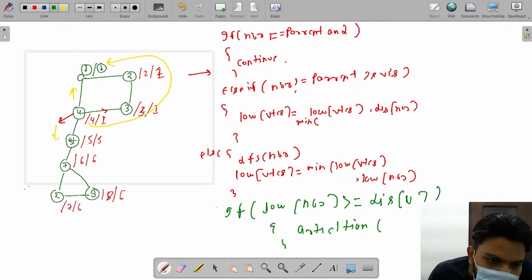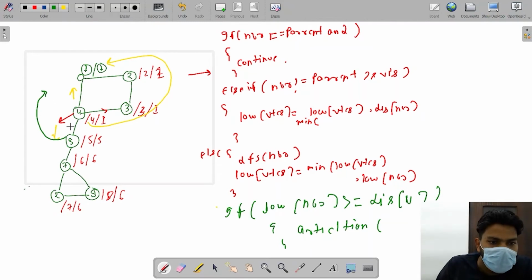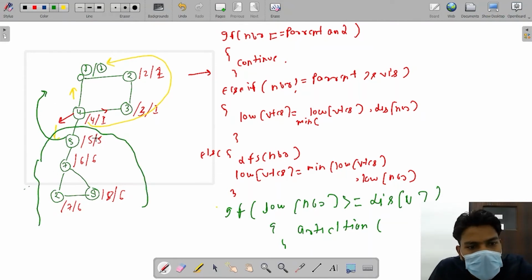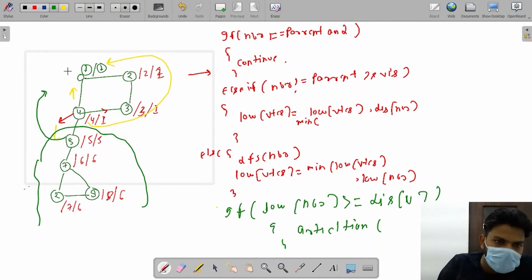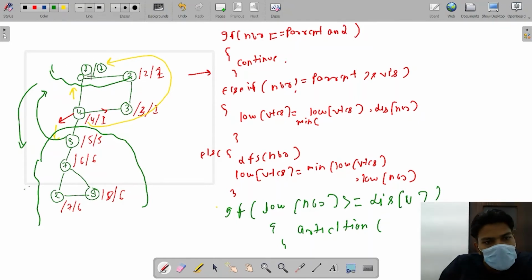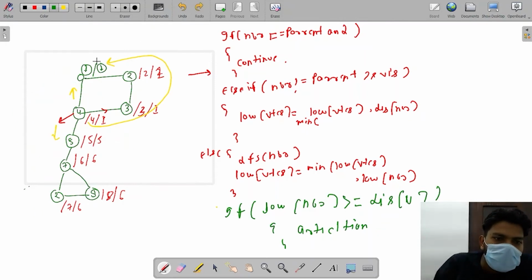How? If the low value of 5 is greater than or equal to 4, it means it cannot go backward, because the low value points to a minimum value. Same here also. The existence of this part does not come to here. The existence of this node is completely here, it cannot complete here. So this is the stage where our articulation point is found.